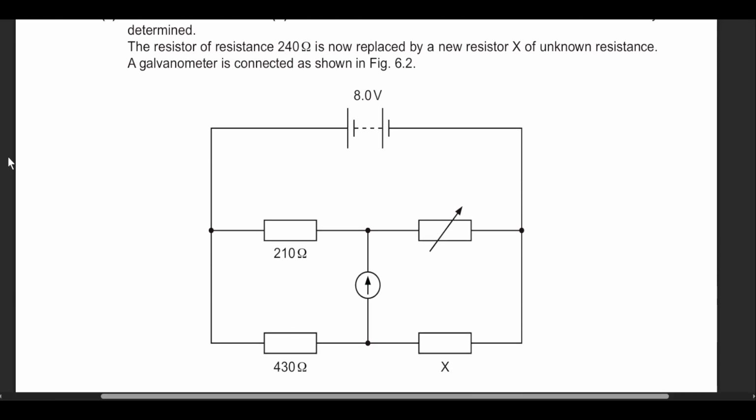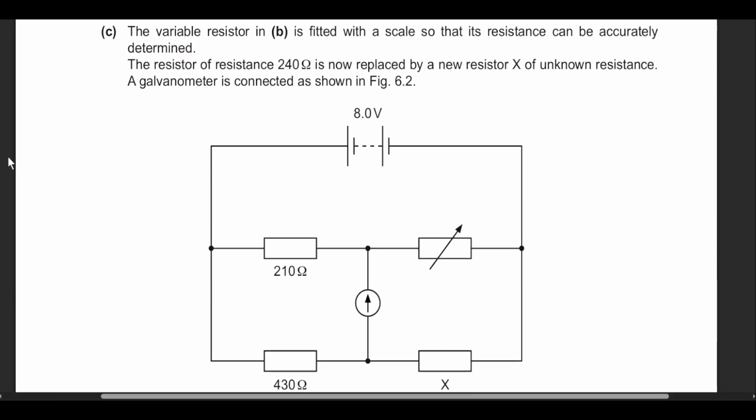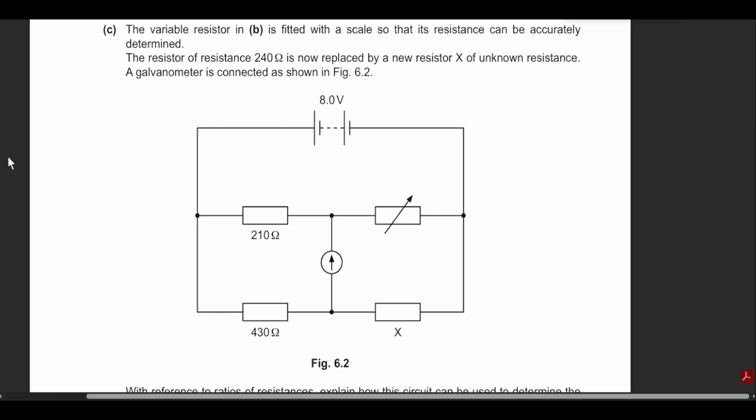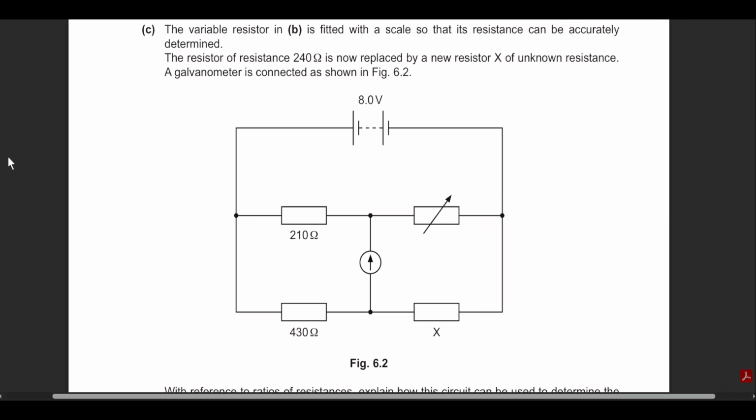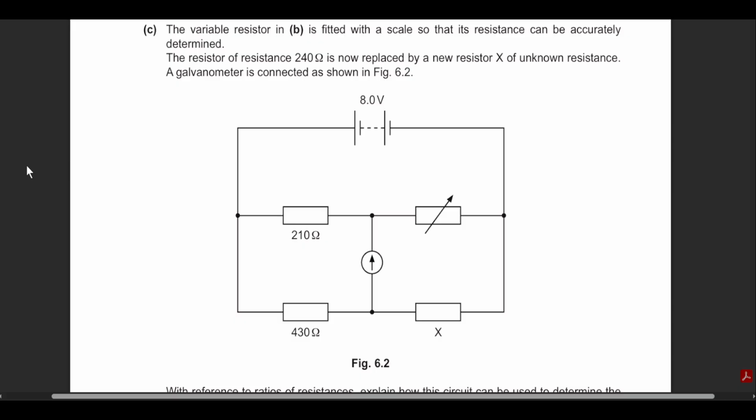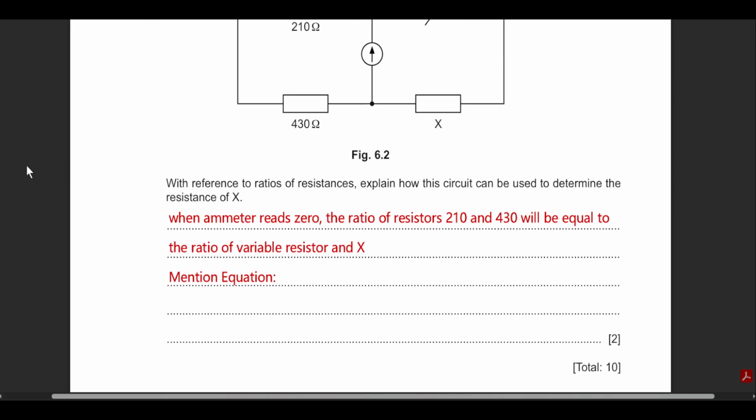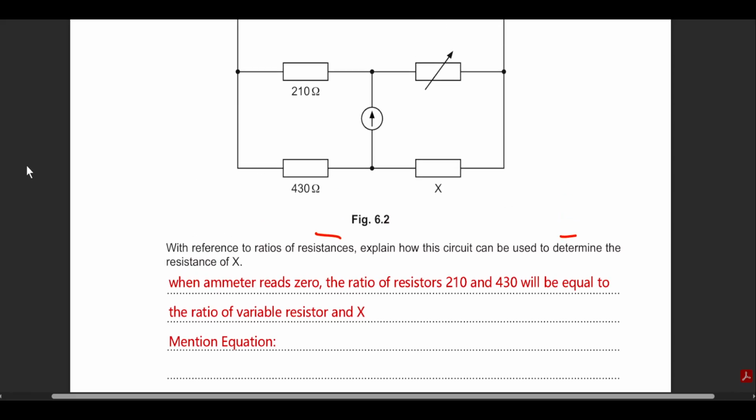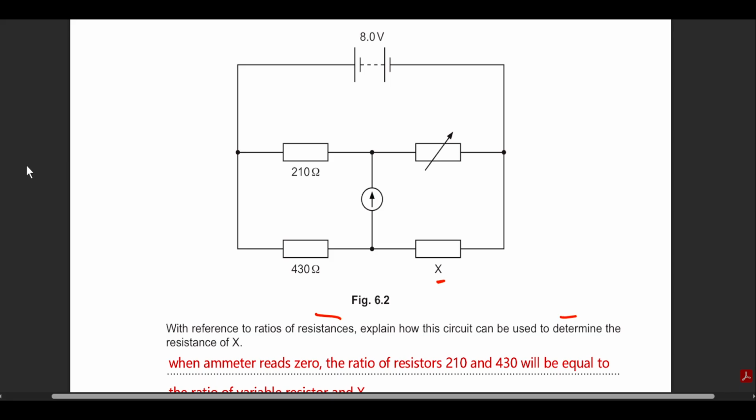Part C. Now this is a question that usually comes in P1. This time they've asked us in P2 as well. This is generally called a Wheatstone bridge, but that's not how it's referred to in your course, so no need to worry about that. He says, what's the condition? Reference the ratio of resistances. Explain how the circuit can be used to determine the value of X, which we don't know.